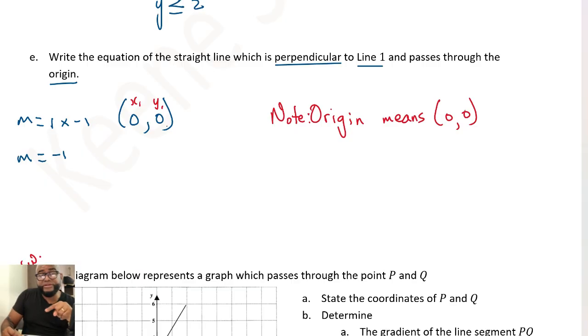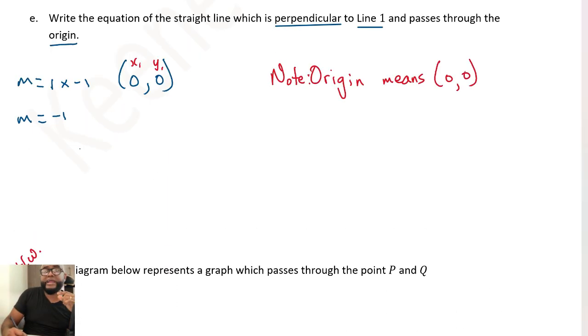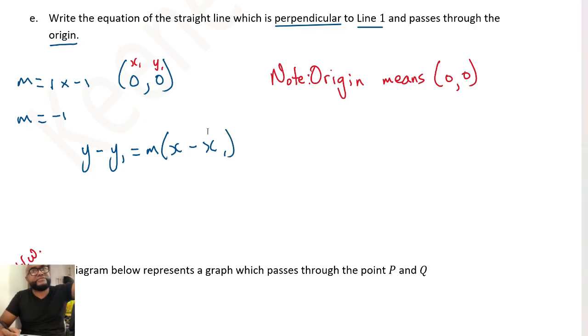So my new gradient would be -1. You have your gradient, you have a point on the line, right? What is the formula to find the equation of a line? Come on, we say it enough. y minus... raise your hand if you remember this formula. You remember that easy formula. So let me go. It will be y minus y1, what is y1? 0. What is m? -1. 0.